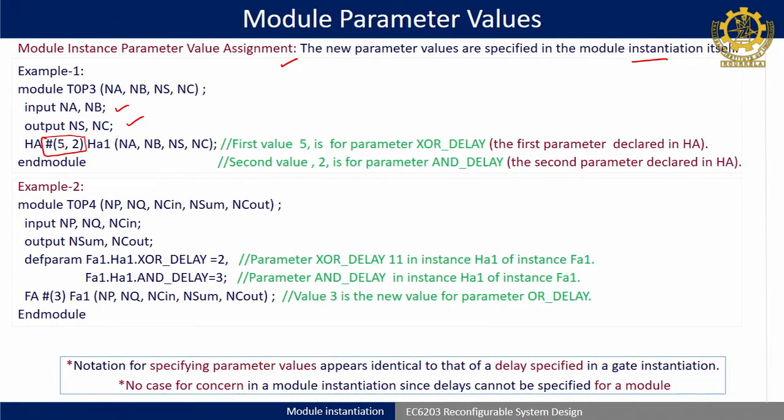Now while calling it, after the hash you write the parameters separated by comma. So, here when I am writing 5 comma 2, the first value, 5, is for XOR and the second is for AND. That means while defining HA you might have declared some parameters, so that order will be maintained here. This is order dependent. This is a new thing, interesting to know, also a bit confusing initially. While doing this type, whereas defparam is order independent, it can go to any level of hierarchy.